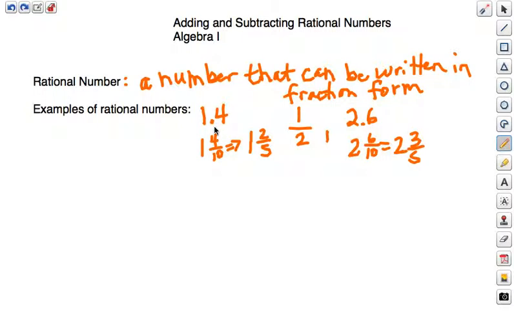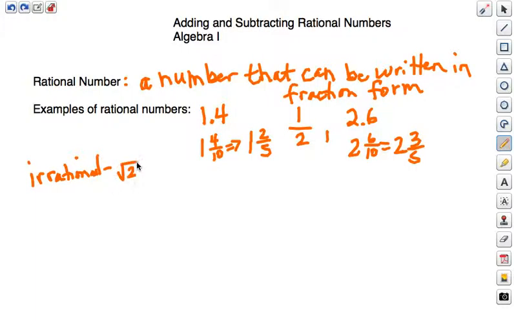Okay, so irrational numbers are the opposite. They're numbers that we are unable to write in fraction form. So take a minute and think about maybe some irrational numbers. All right, so if you've had a moment to think about it, some irrational numbers would mainly be imperfect squares. So let's say we have the square root of 2.